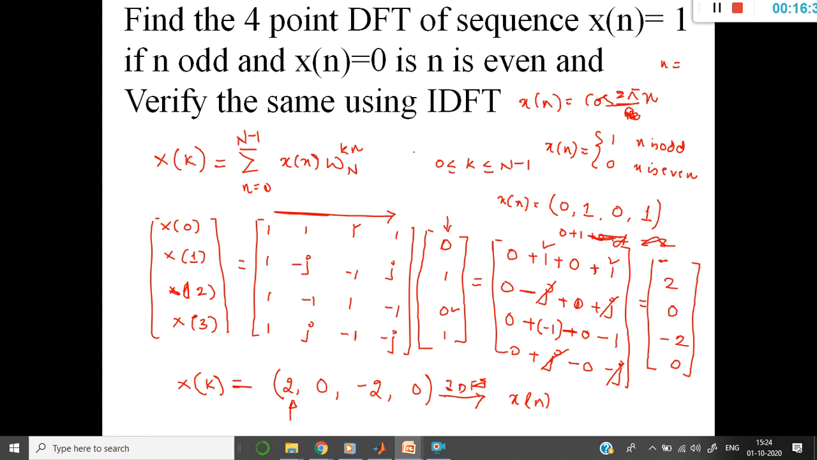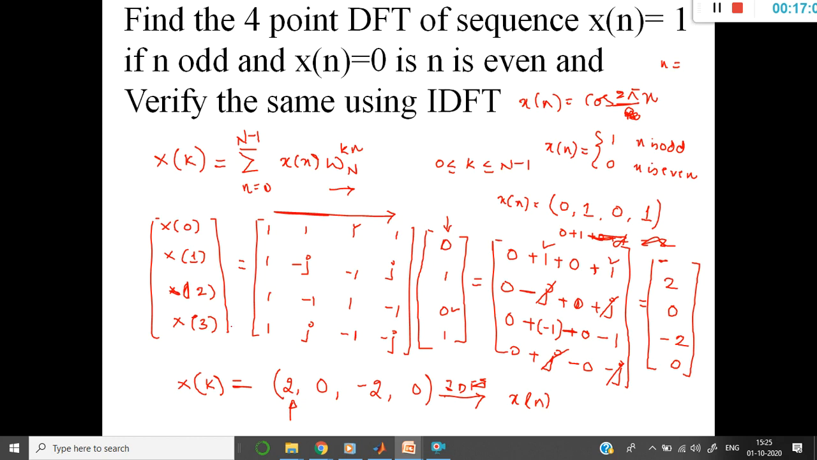Again, what we did: we obtained the x of k values by the matrix multiplication method. That is what we call a linear transformation, because the equation was in the form of linear simultaneous equations. So we put all the simultaneous equations in the form of a matrix to obtain the values of the unknown. Here the unknown values are x of k. We know the known value, the input x of n.